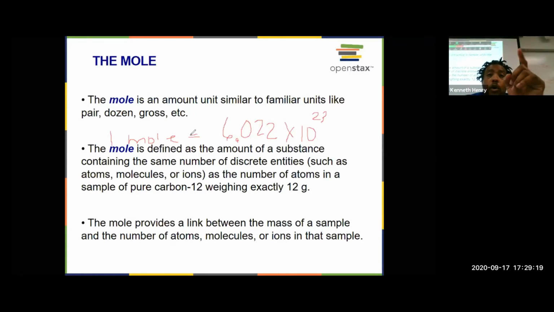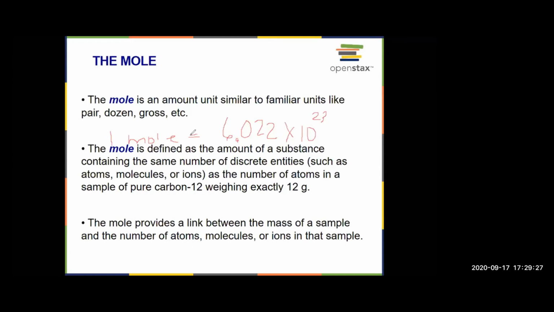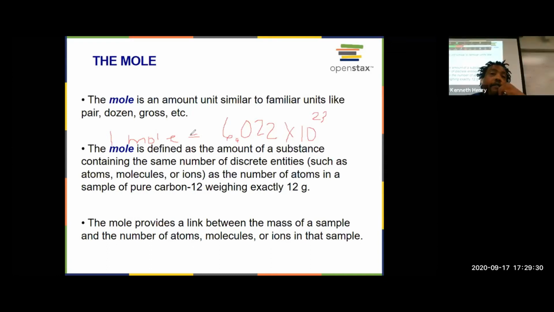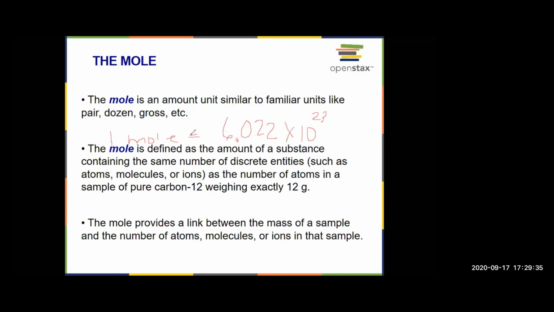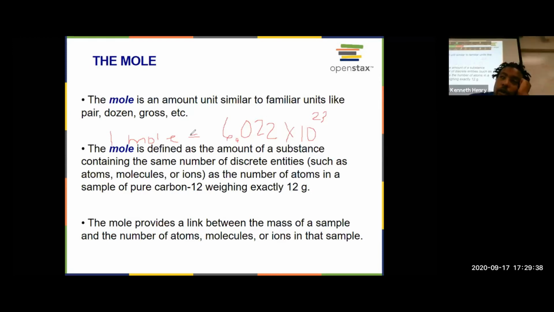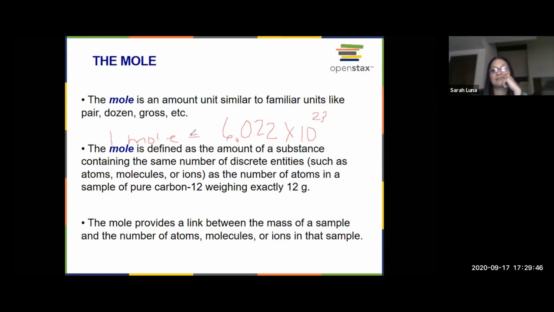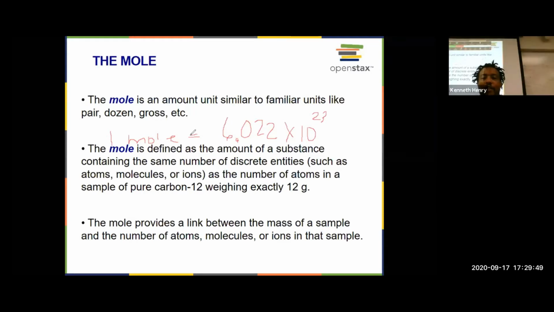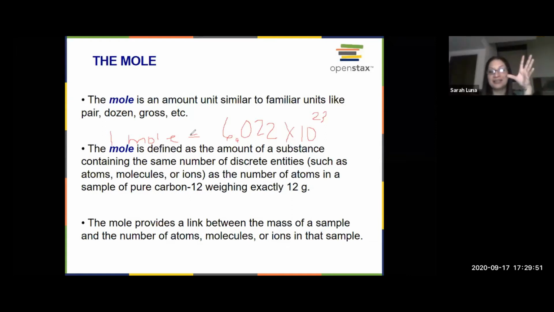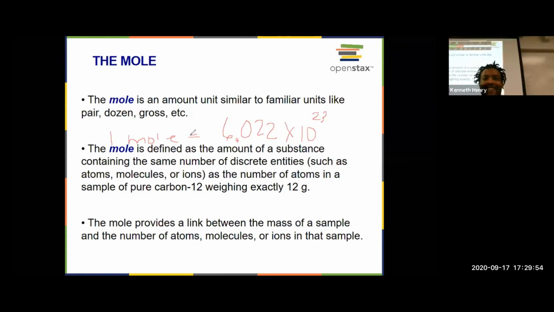So if I have a mole of husbands, how many husbands do I have? 6.022 times 10 to the 23rd of them. If I have a mole of pennies, how many pennies do I have? 6.022 times 10 to the 23rd. If I have a mole of dollars, how many dollars do I have? 6.022 times 10 to the 23rd. So you guys know what a mole is, right? And you're not going to forget that ever, right? It's still always going to be that. So 1 mole will be that quantity, right?